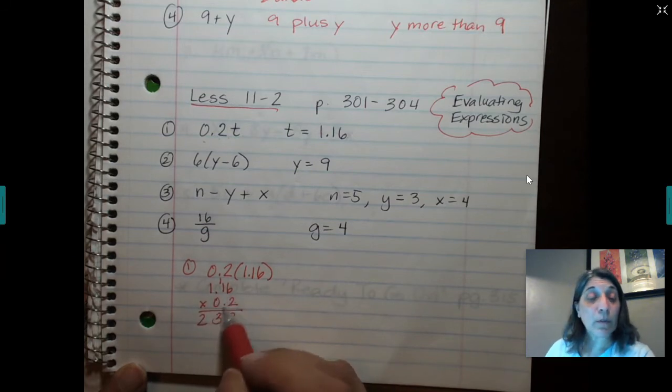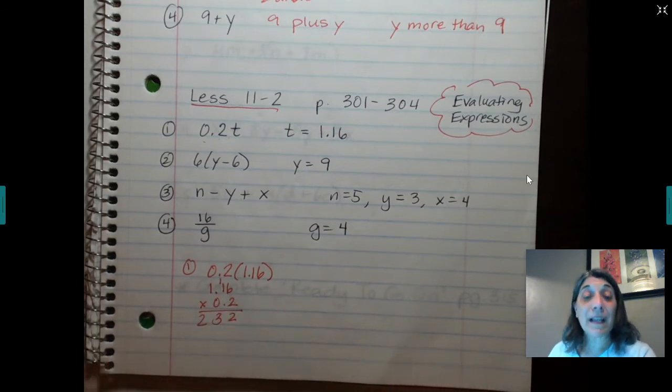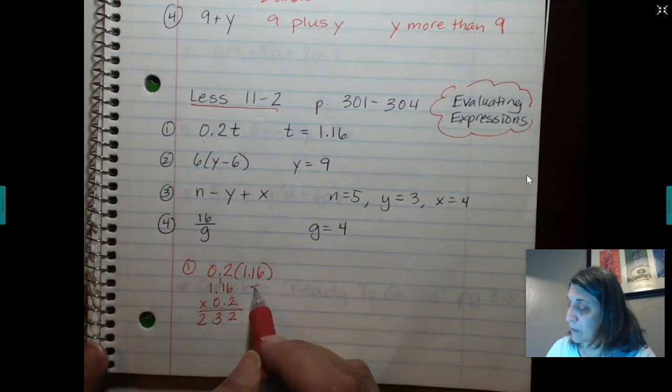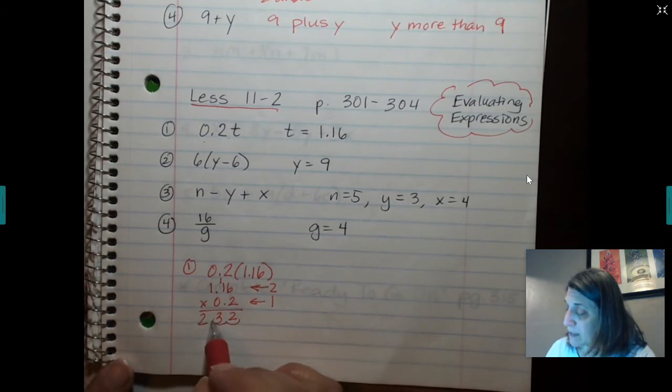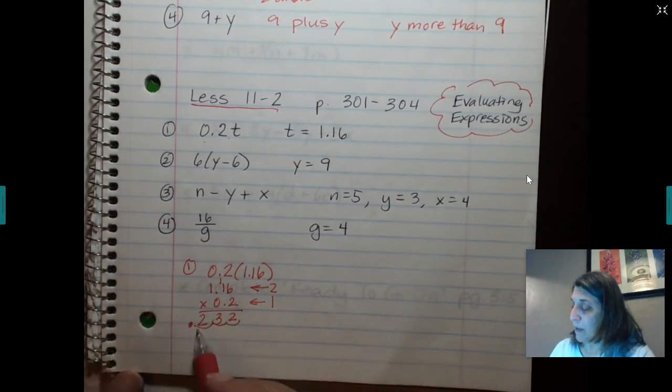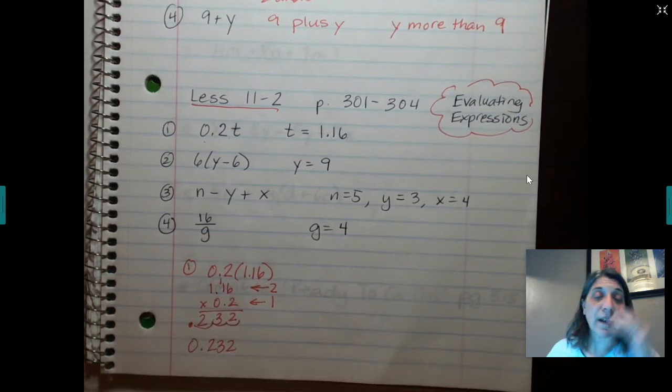You don't even need to multiply the zeros, but then how many decimal places are there? There's 2 decimal places here. There's 1 decimal place here. So I'm actually going to go 3 decimal places over. So my answer is 0.232, and I should put my 0 in front of it, right?